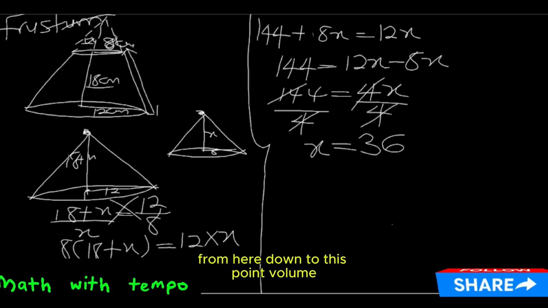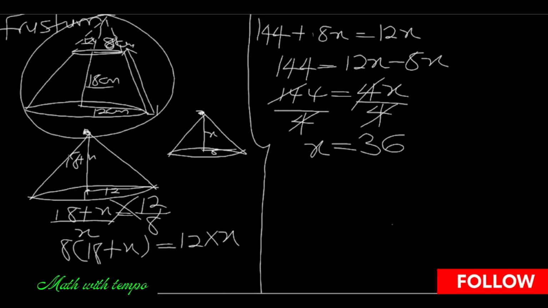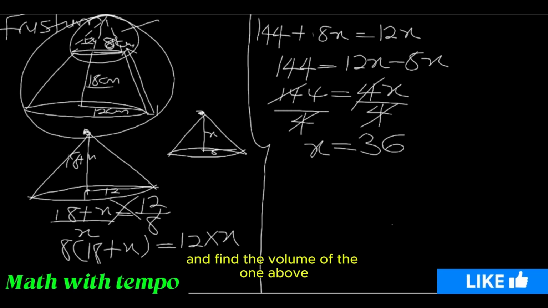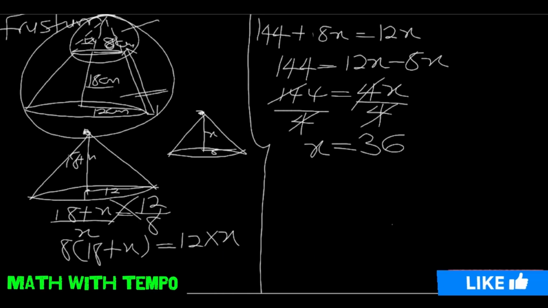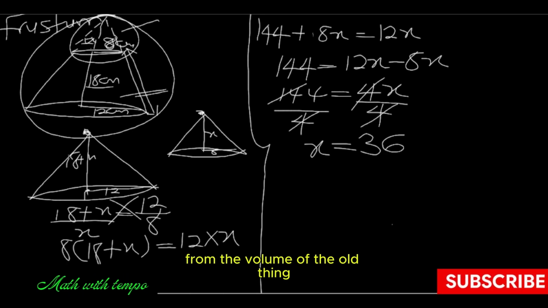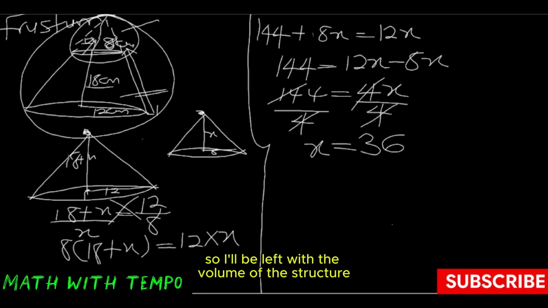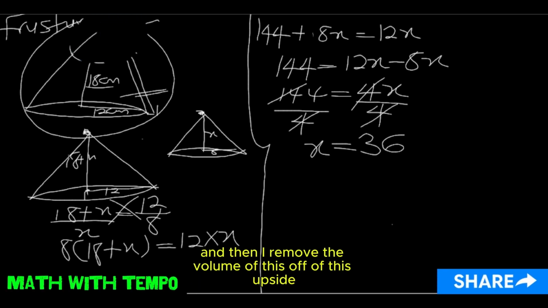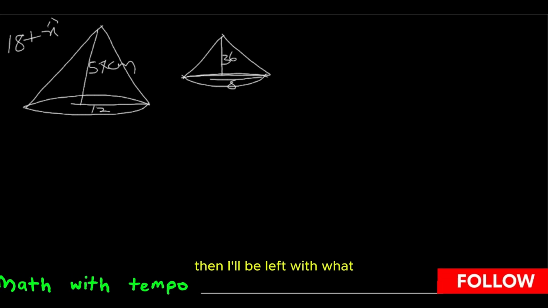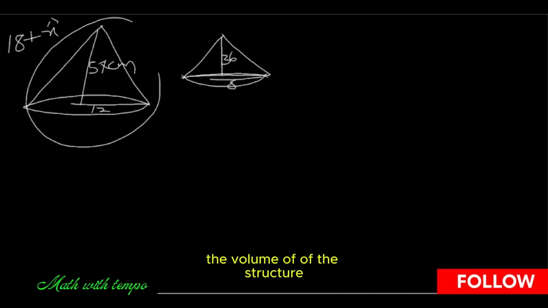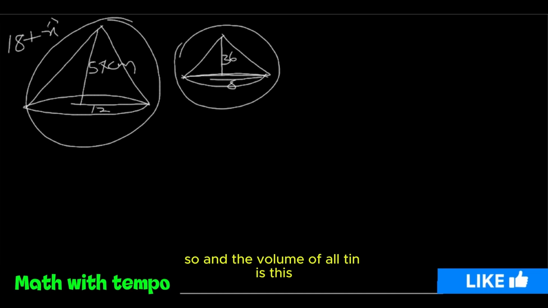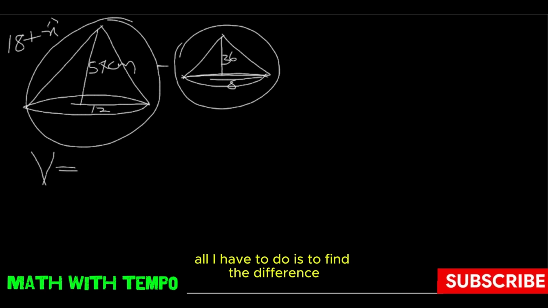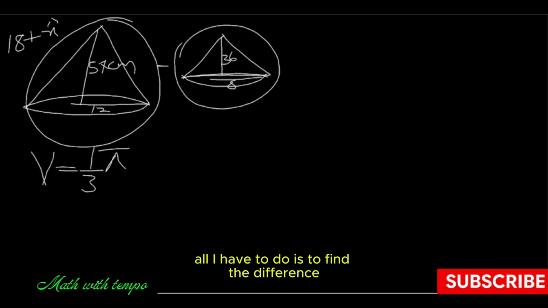Finding the volume of this structure from here down to this point, all I have to do is to find the volume of the whole thing and find the volume of the one above. Then I'll take the volume of the one above from the volume of the whole thing, so I'll be left with the volume of the structure. If I find the volume of the whole cone, and then I remove the volume of this upside, then I'll be left with the volume of the structure. The volume of the whole thing is this. The volume of the one above is this. All I have to do is to find the difference.